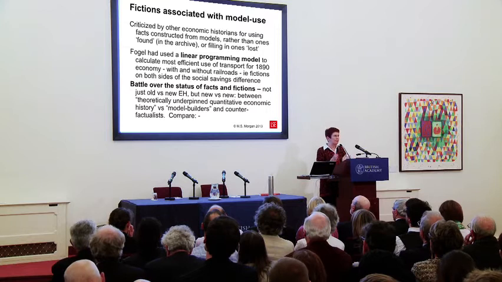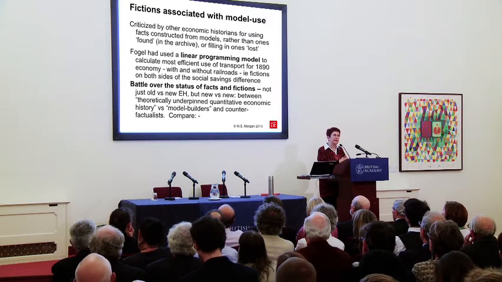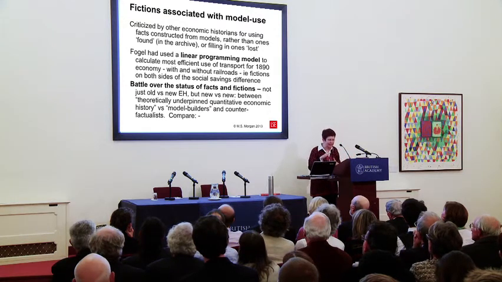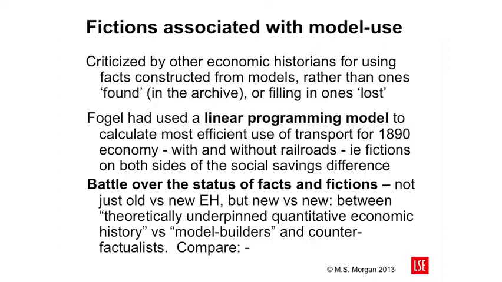So both sides of this argument between what did happen in 1890 and what could have happened in 1890 without the railroads are both fictional statements. They're both imagined economies. Right? And so there's a kind of sleight of hand going on in the argument. So the battles over the status of facts and fictions over this counterfactual are not just old versus new economic history, not just a narrative with economic analytics versus lots and lots of counting, but an argument between quantitative economic history, which is theoretically informed, and model builders and other counterfactualists who don't want to necessarily be held by what actually happened, but by what should have happened under the most efficient economy. You can see already that there's lots and lots of layers of imagining and fictions going on here. Nevertheless, they're all very, very grounded compared to another counterfactual here.